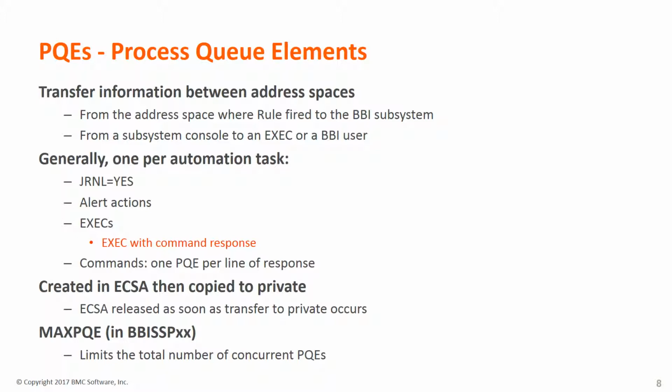And the PQEs are generated in extended CSA, but as soon as possible they are copied over to private area in the BBISS and the eCSA is released. If you need more PQEs, you can specify additional ones in the BBISS PARM member in UBBPARM under the parameter MAXPQE.